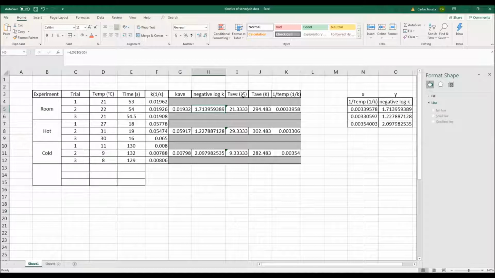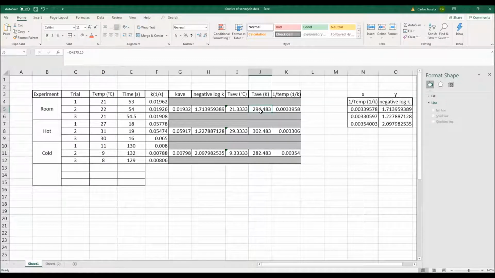Now, the next thing we have to do is take the average temperature in which these experiments were conducted. You can see that the average temperature I got in degrees Celsius is 21.333. We need to convert this average temperature in degrees Celsius to average temperature in Kelvin. You could find the equation for converting between Celsius and Kelvin on Google, but it's a pretty easy thing to do, and you can see I've done it here.